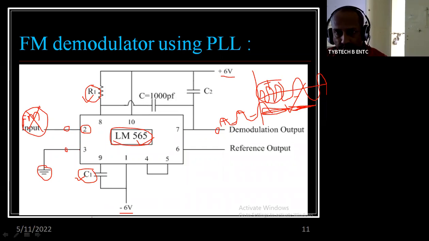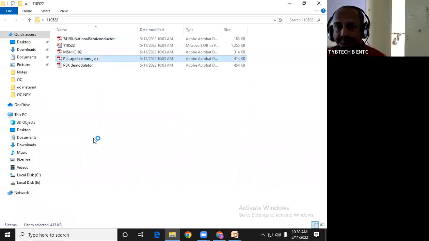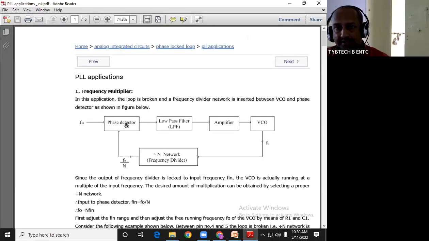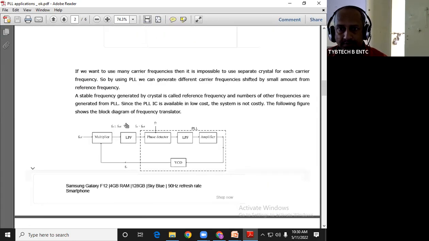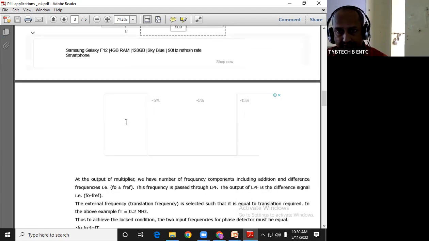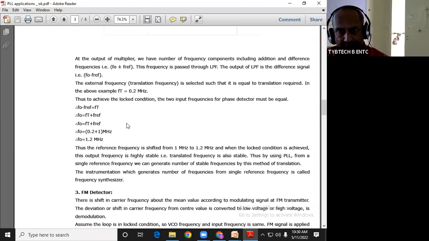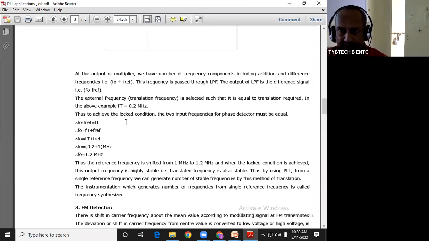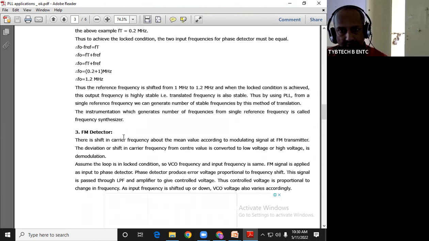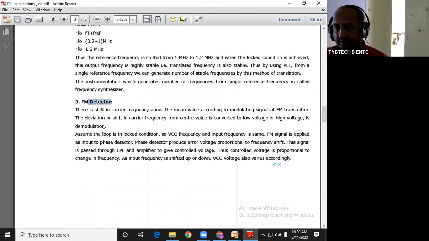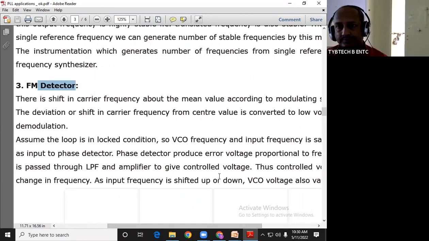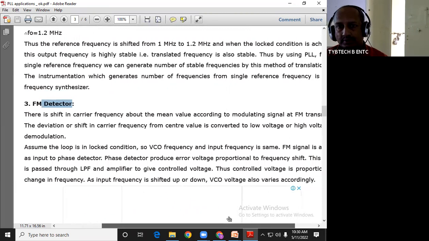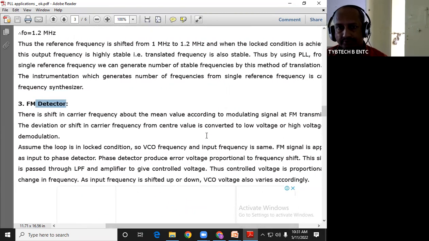I just want to show the description also for it. Okay, how exactly it is given step by step over here. Where is that? Frequency synthesizer. I also took it from the internet only. As the language is easy, I took this same FM detector. I hope it is visible to all of you.